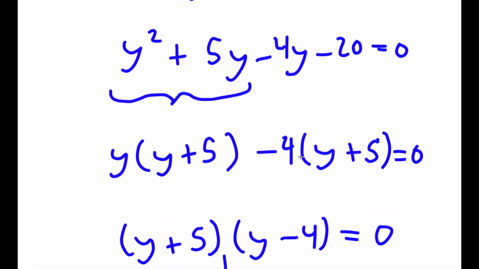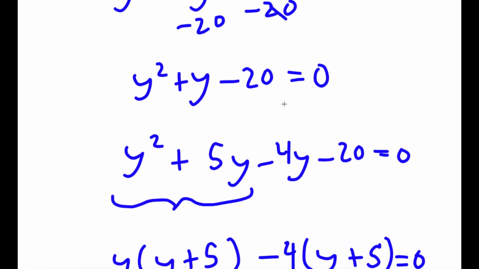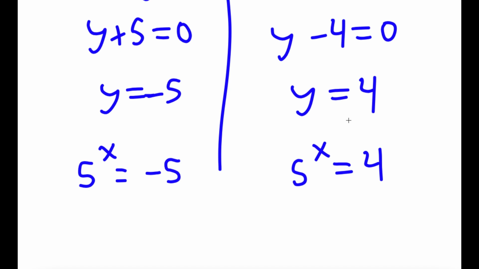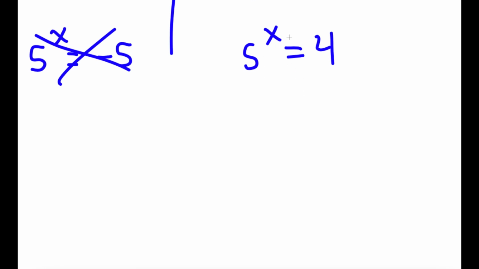Now remember how we let 5 to the power of x equal y. So now this is going to give me two equations. I have 5 to the power of x is equal to negative 5, and I have 5 to the power of x is equal to 4. So first off, 5 to the power of x equals negative 5. Well, I can't take the power of a positive number and make it a negative number. So this equation is wrong. So now this leaves me with 5 to the power of x equals 4.